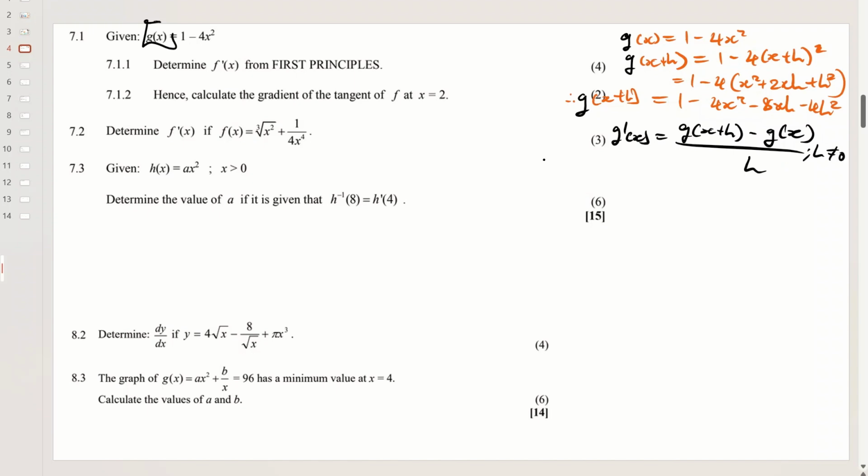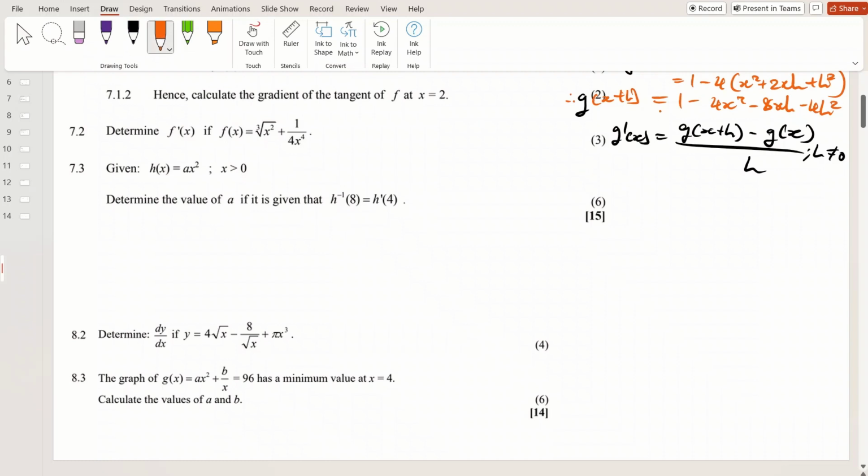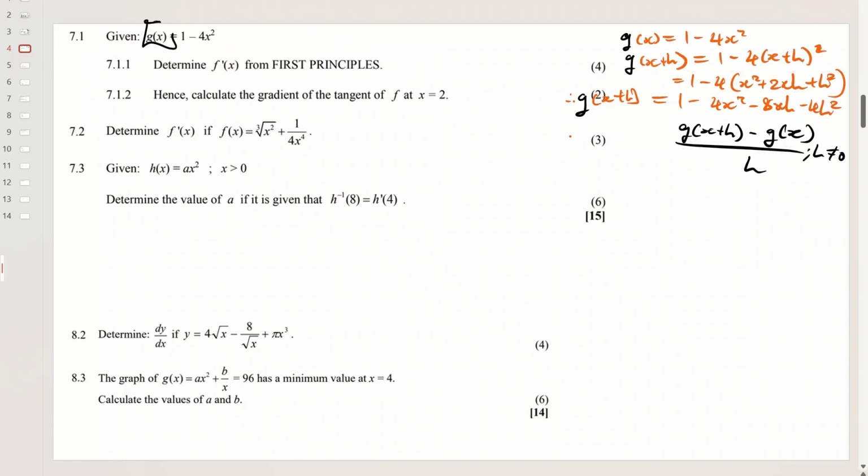So to make the substitution there, you'll see, and again, we forgot about the limit here. So always, guys, there's a limit. Now when we make the substitution, this is going to be the limit as h approaches 0 of g at x plus h, which is 1 minus 4x squared minus 8xh minus 4h squared.